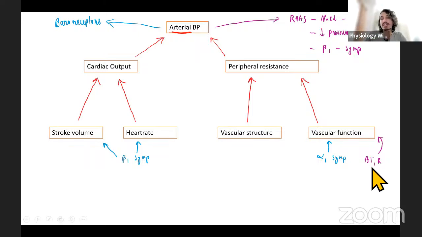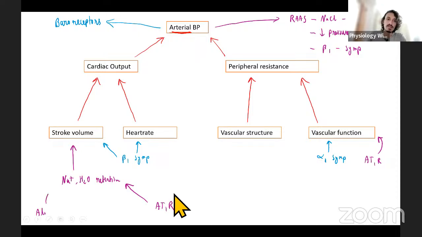That receptor will result in a vascular function, that is vasoconstriction. Again, that increases the BP. Then what happens? Through the angiotensin receptor, it can directly result in sodium and water retention. Or the same thing can result in aldosterone release from the adrenal cortex, which can also result in salt and water retention. So ultimately, because of salt and water retention, either through aldosterone or through angiotensin 2, there will be an increase in the stroke volume.